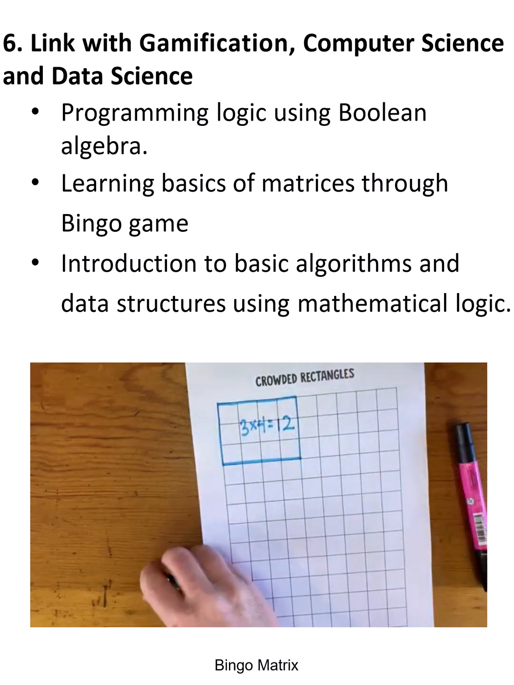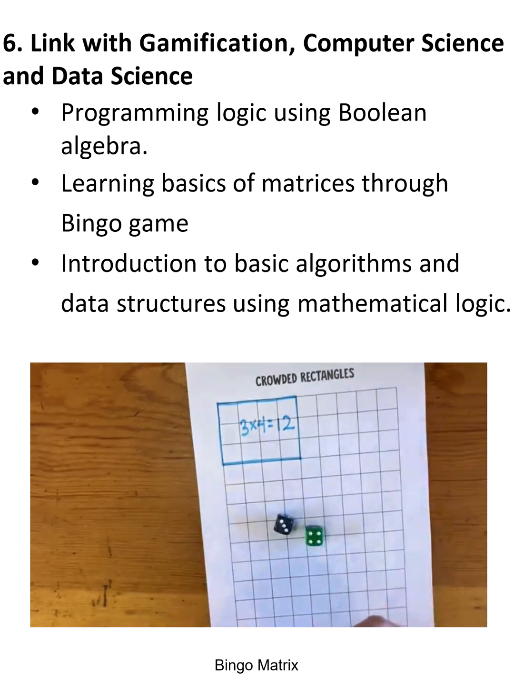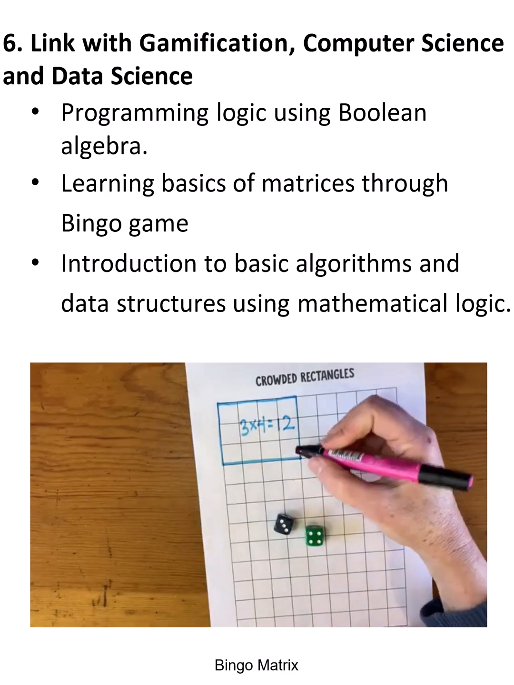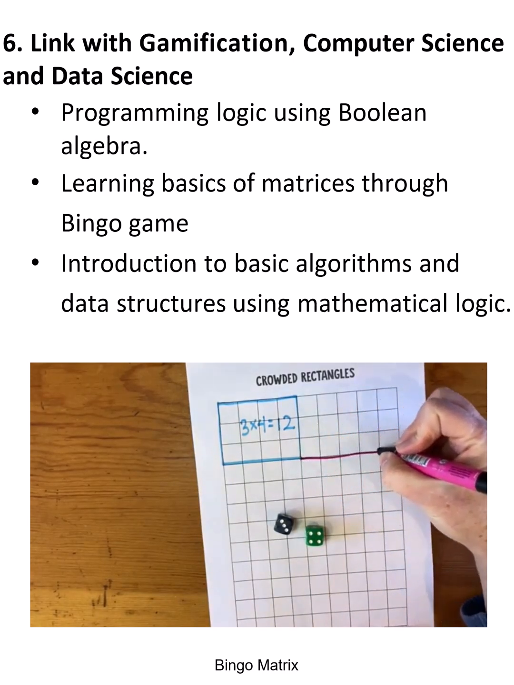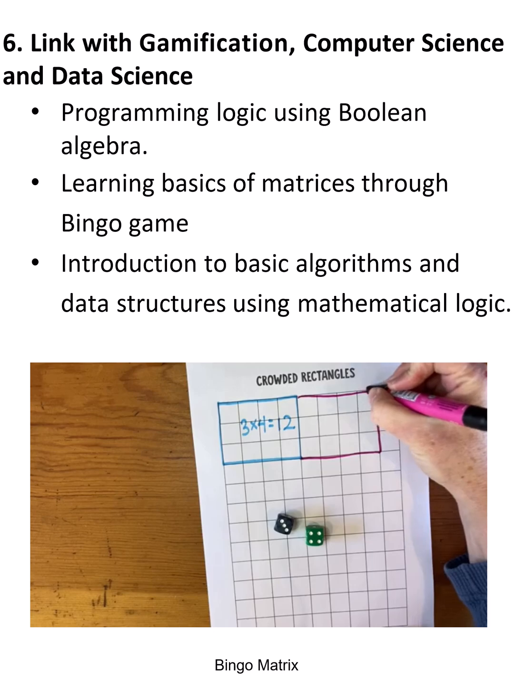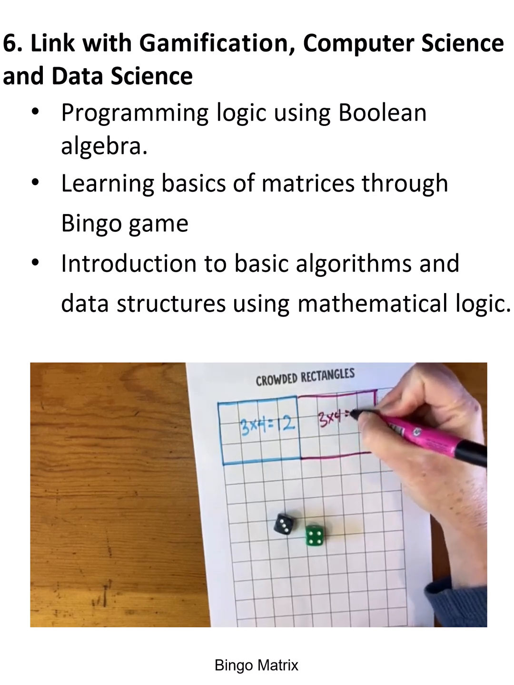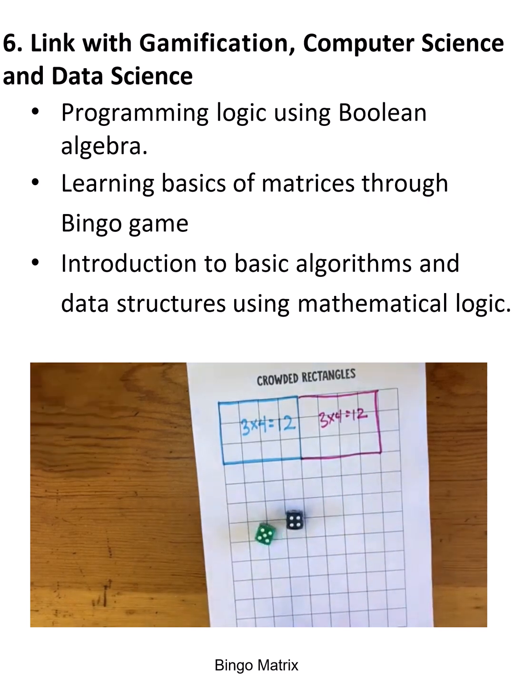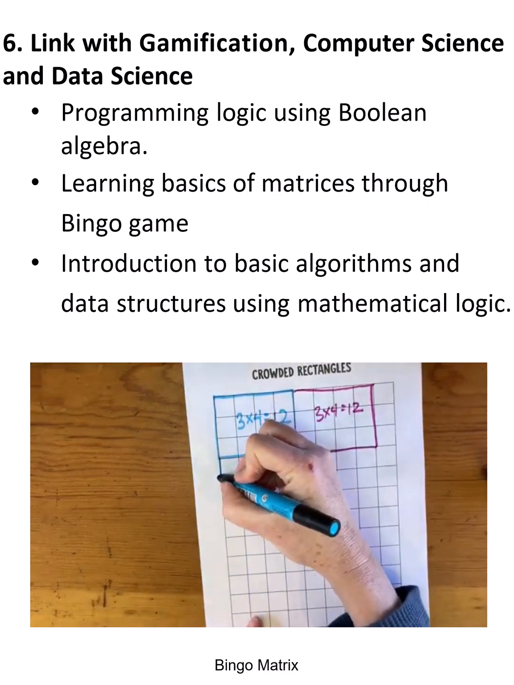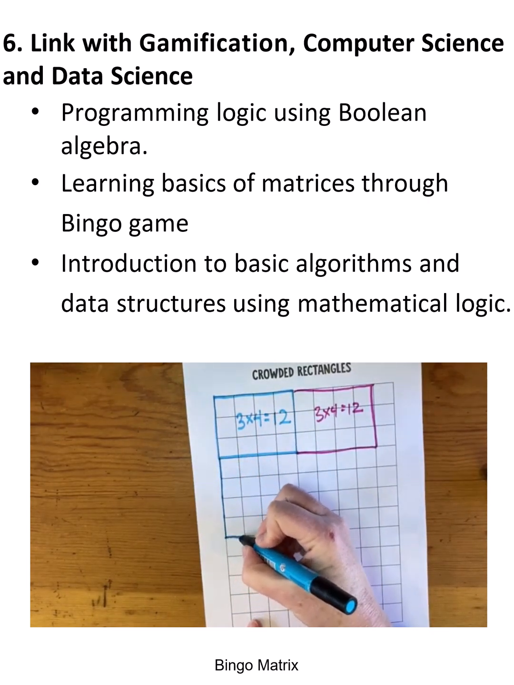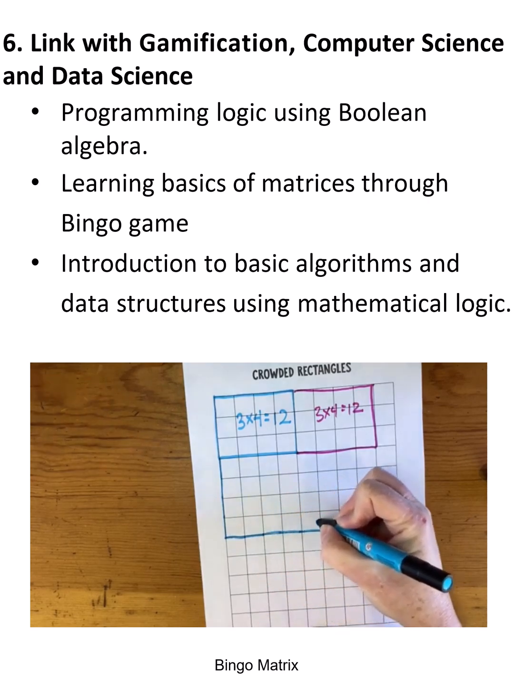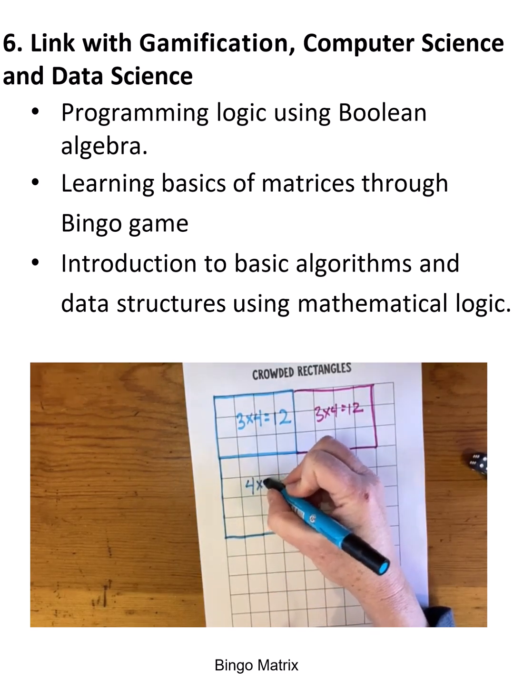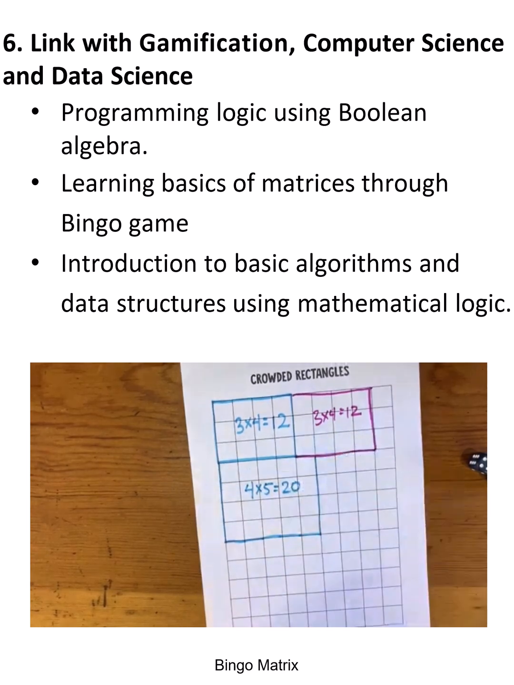So then the next player will go, and pink got 3 times 4. That's funny, they got 3 times 4 too. Okay, let's make another one just like that. 3 times 4 equals 12. So we're tied so far. Here's a 4 times 5. 1, 2, 3, 4. 1, 2, 3, 4, 5. So we'll do 4 times 5 equals 20, and this board is filling up fast.